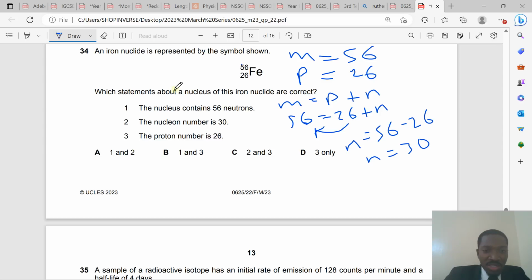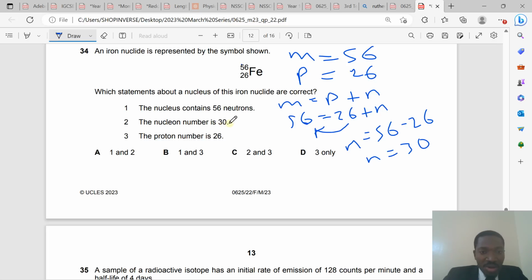Now look at this statement. Which statements about the nucleus of this ion nuclide are correct? Number 1: the nucleus contains 56 neutrons. No, 56 is the mass number. The number of neutrons is 30, not 56. Number 2: the nucleon number is 36. Is that correct? Can you say the nucleon number is 36? No. Sorry, nucleon number is 30.